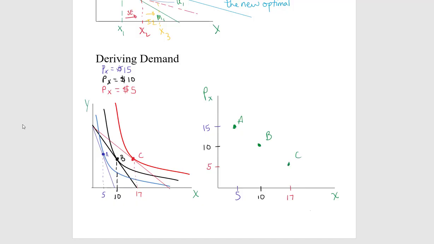I wanted to note primarily that every point along this demand curve is an optimal point for the consumer. At point A, she is as happy as she can possibly be given that price of $15 and her given budget. Given the price of $10 and the current budget at point B, she's as happy as she can possibly be. Each point on the demand curve is an optimal point for the consumer.